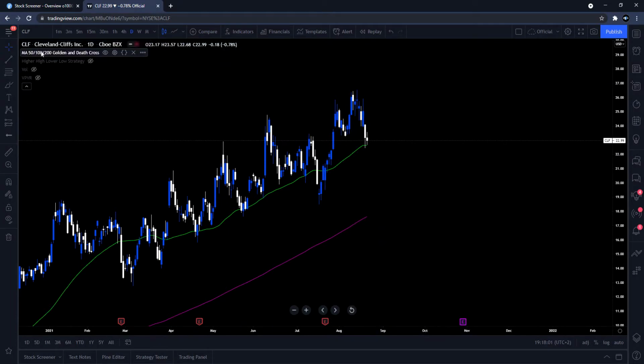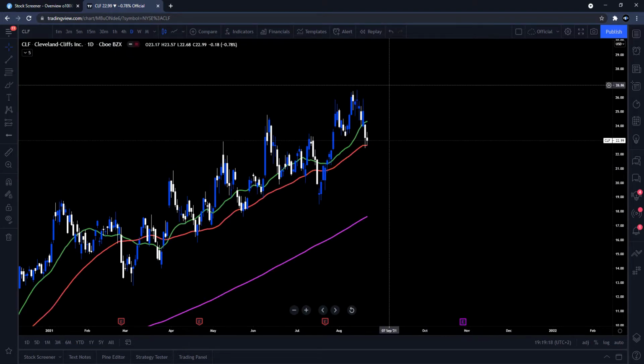So the SMA 200 could probably be somewhere around here. So I would just try to find it for you guys. When I find it, I would just tell you, okay. Okay, so I found the chart.